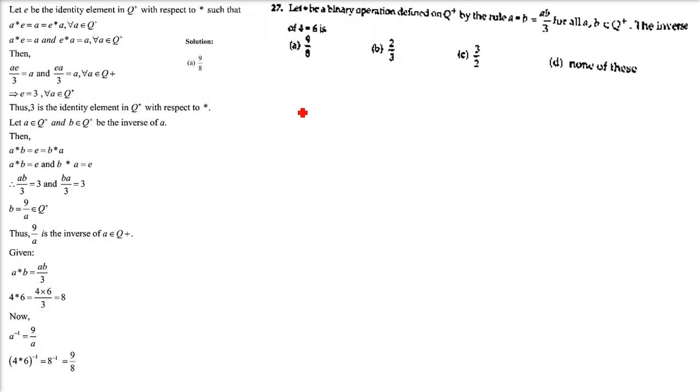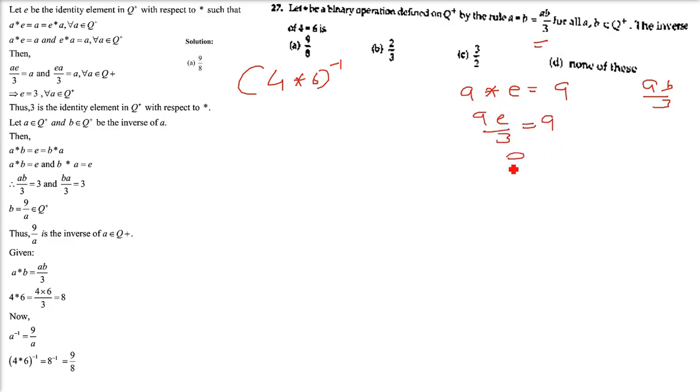Let star be a binary operation defined on Q plus by the rule A star B equals AB by 3 for all A and B belonging to Q plus. We have to find the inverse of 4 star 6. Okay, let us find the identity element first. A star E equals A. So in A star E, in place of B just replace E. It should be AB by 3. So AE by 3 equals A. From here we get the identity element as 3.